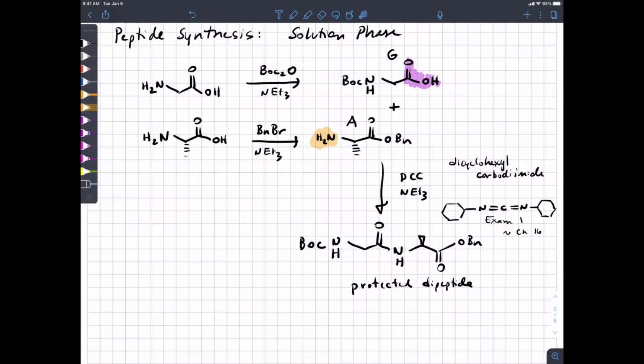But what this basically does is it modifies the carboxylic acid so that the OH becomes a really good leaving group. And then nitrogen can attack to give a tetrahedral intermediate, and then the leaving group gets kicked off.